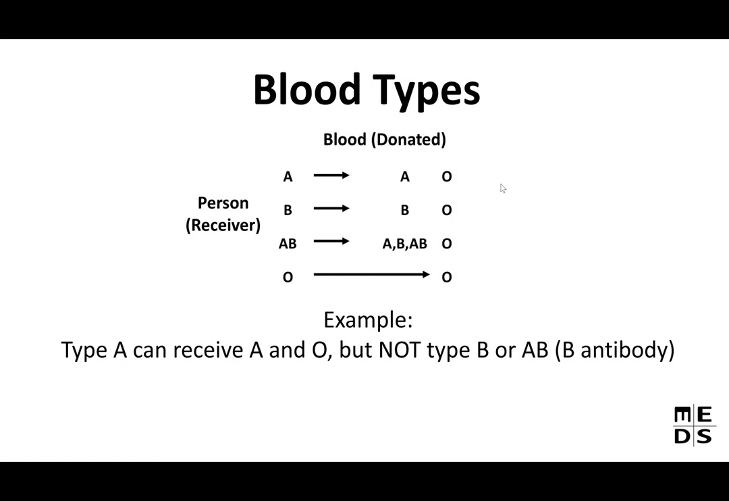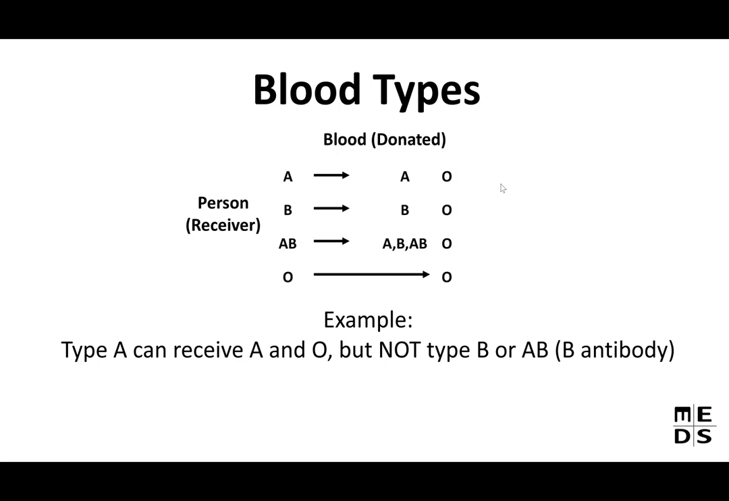So that's the whole point with this, is that type A can receive A and O because it's not going to have an antibody against its own type. So A can have A, so that should be pretty obvious. And then O, because there's nothing on the surface, there's nothing for your body to respond to or attack with an antibody. So those are the two that are okay.